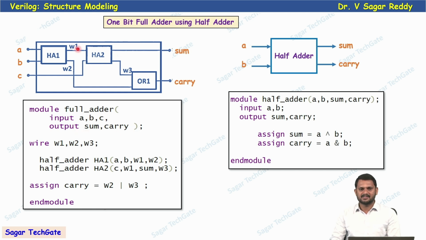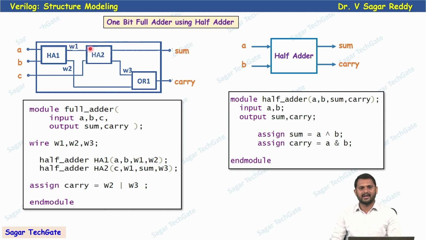Now I'll use intermediate signals to connect different entities in the circuit. W1, W2, W3, these are my wire signals. Now the first half adder. What is the half adder? You know already that this is the half adder. Clear? So now instantiate this half adder. The module name is half adder, and the instance name is HA1. What are the inputs? A, B as the inputs, and sum is the output. W1 is the output, and W2 is the other output. Now W1 represents the sum actually, and W2 represents the carry for this half adder. So we have two outputs, W1 and W2.